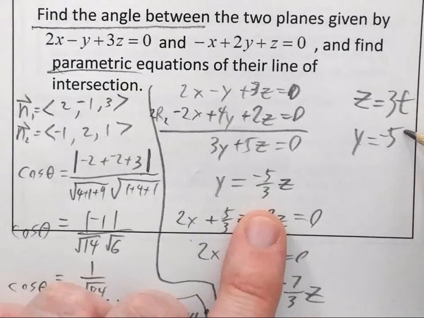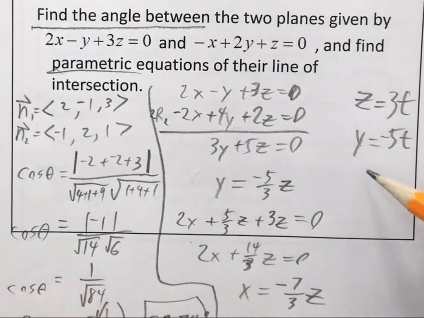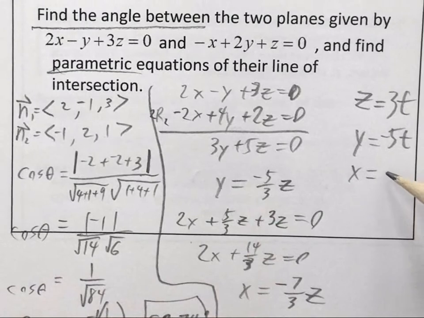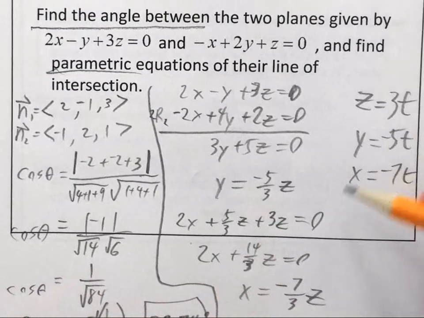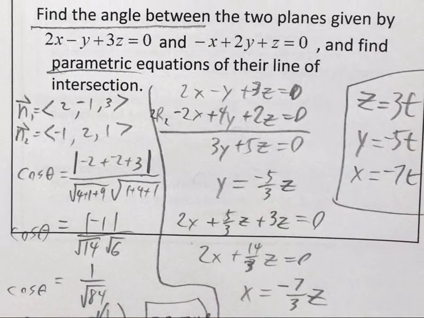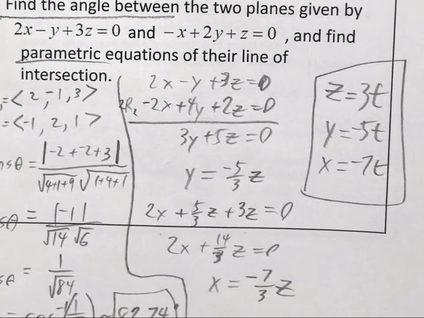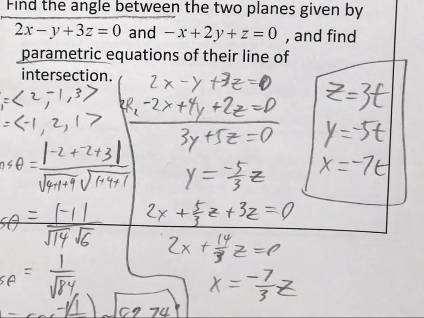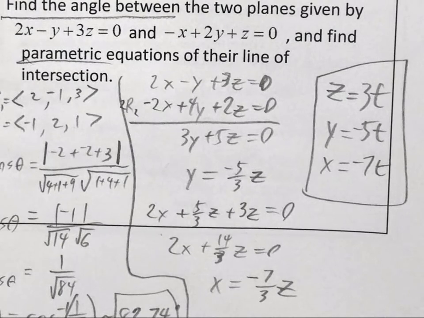Negative 5t. What about x? Negative 7t. This is your parametric equation of that line, where these things intersect. Does that make sense?